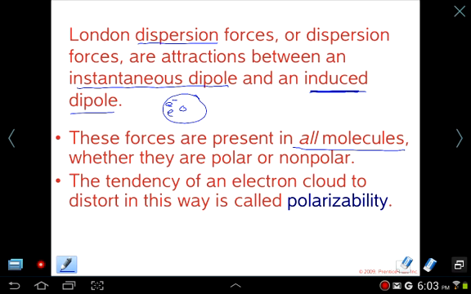So if a molecule is polar, it has permanent dipoles in it, but it also has this temporary or instantaneous dipole in it. And how well the electron cloud can end up on the same side is something called polarizability. So we can talk about how polarizable the molecule is. The more polarizable it is, that is, the easier it is for the electrons to get distorted, the stronger this instantaneous dipole that gets created.